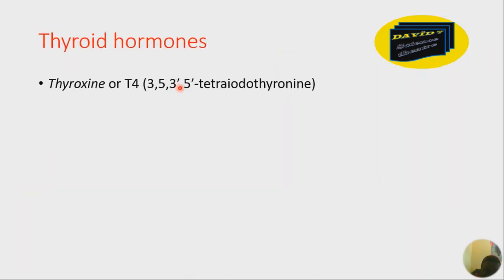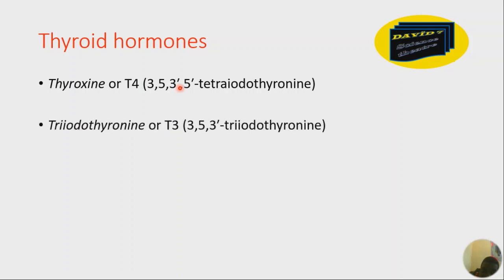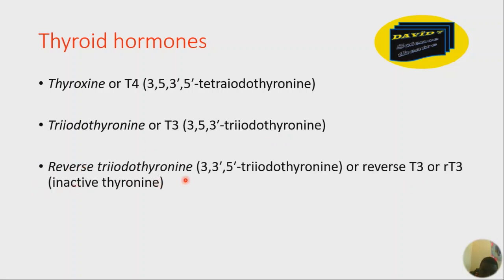Thyroid hormones. We have thyroxine, or T4, 3,5,3',5'-tetraiodothyronine. And we have T3, or triiodothyronine, 3,5,3'-triiodothyronine. We have the reverse triiodothyronine, where we have 3,3',5'. Here it was 3,5,3'; here it is 3, there is no 5. That is reverse T3, or RT3, an inactive thyronine. It is inactive.